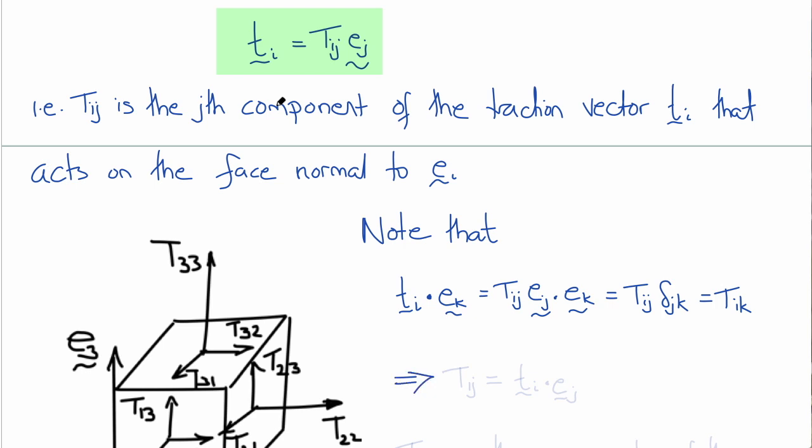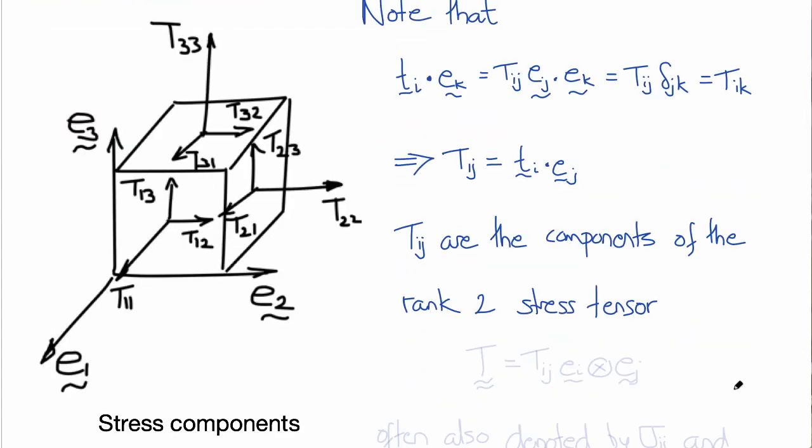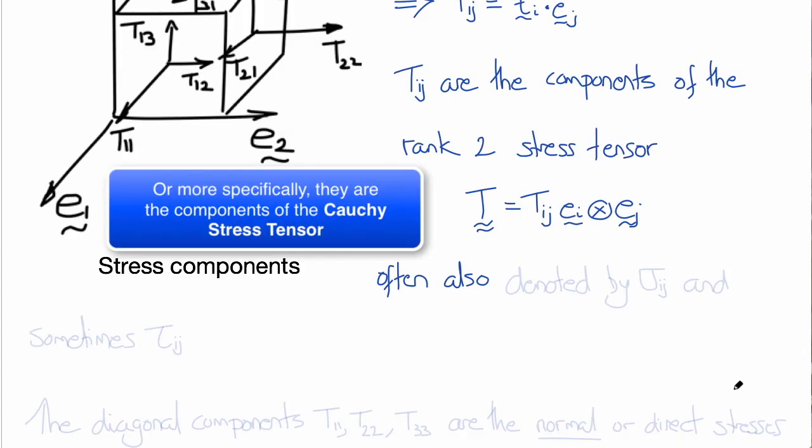So these are just equivalent definitions of the components of the stress tensor in Cartesian coordinates. So T_ij are the components of the rank 2 stress tensor defined by T equals T_ij e_i dyadic e_j. Note that the notation sigma_ij is frequently used for the stress tensor as well, and sometimes tau_ij.